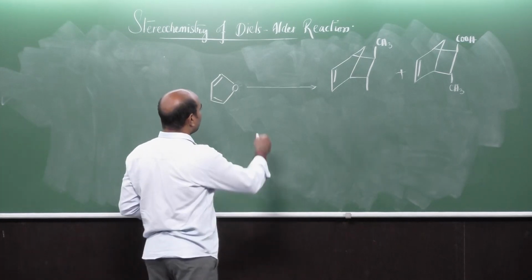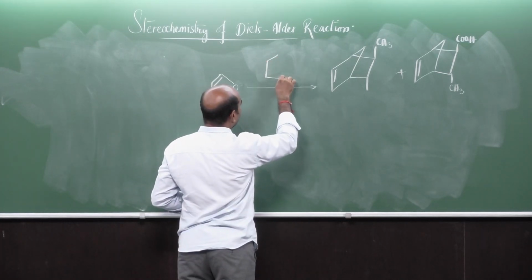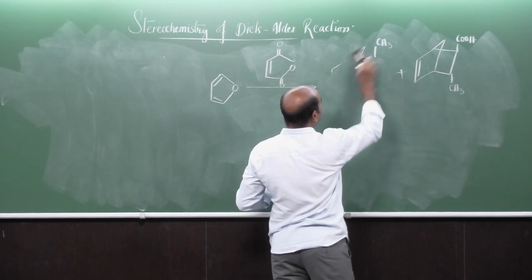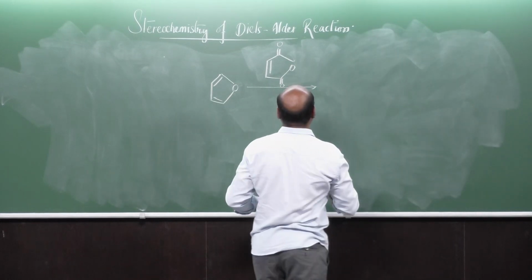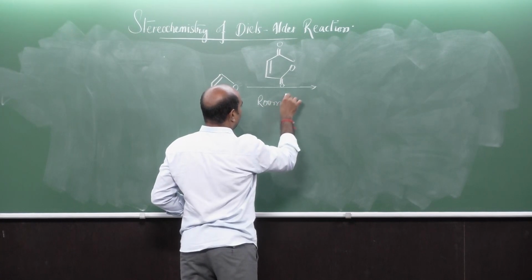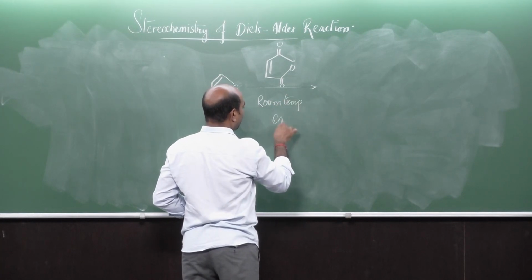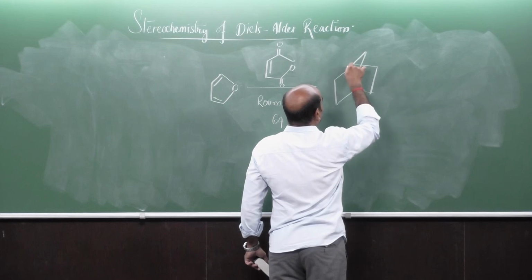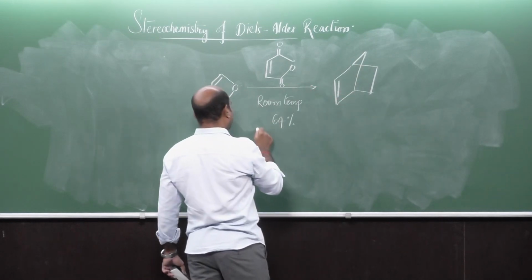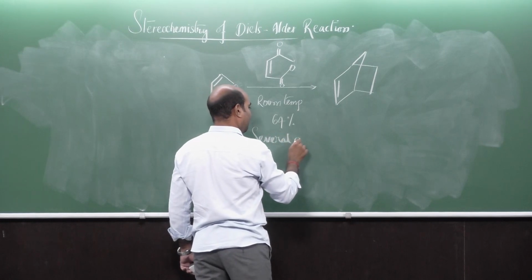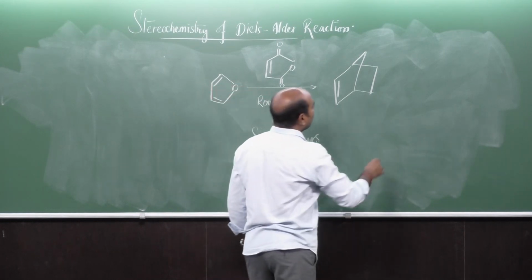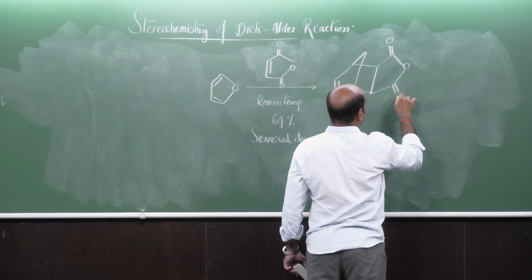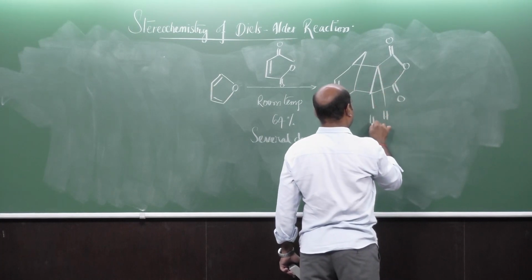So, at room temperature also, if you react it with maleic anhydride, which is one of the best dienophiles, at room temperature about 64% of the reaction will take place, and if you leave the reaction for several days, you will be seeing the exo product as the major product.